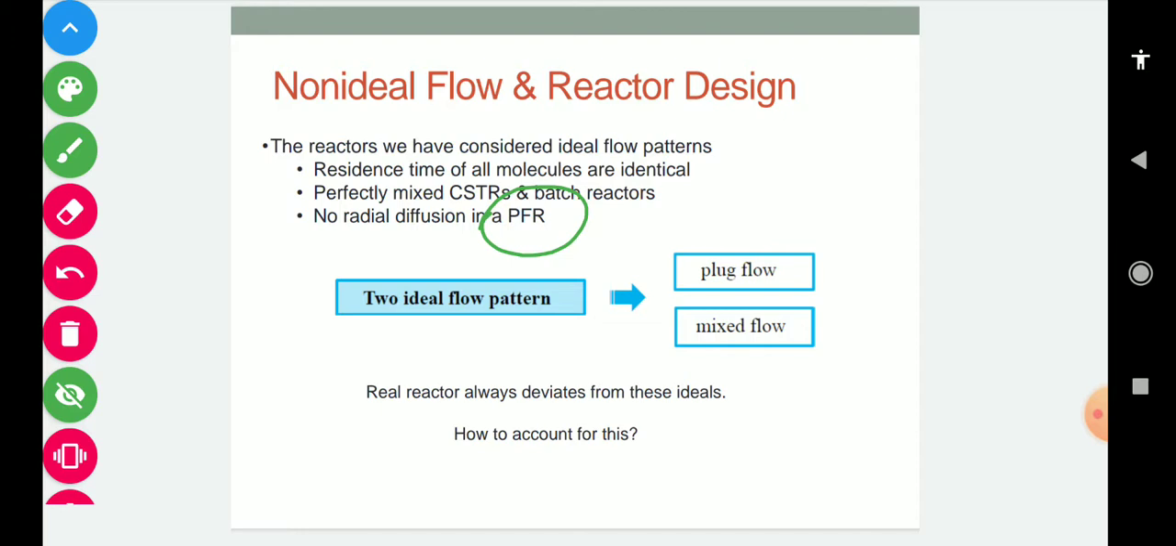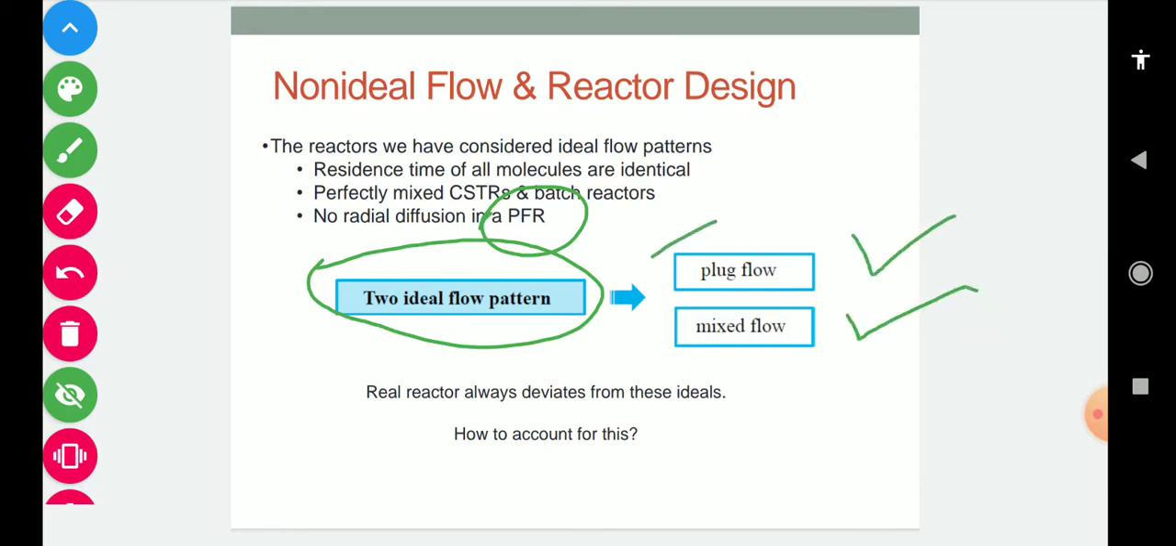So there are two types of flow patterns in an ideal reactor. One is called plug flow and the second one is mixed flow. In plug flow, there should not be any mixing, but for ideal mixed flow, there should be perfect mixing. But these are ideal characteristics of the reactor, and a real reactor always deviates from these ideals. So how do we account for this?